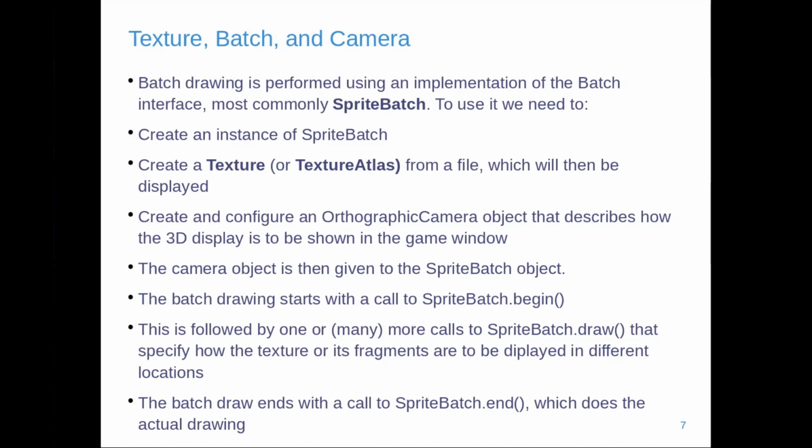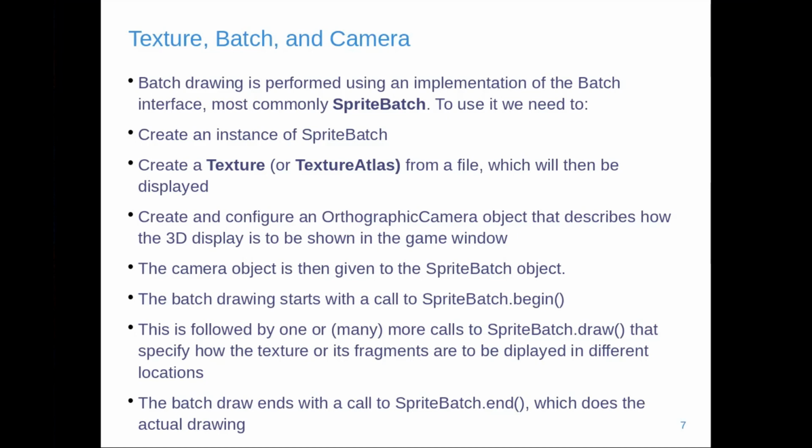LibGDX defines a special interface called Batch and several implementations of it. The most commonly used one is called SpriteBatch, that provides a way to draw images all over the world plane. So we need to create an instance of this SpriteBatch. That's our interface to the graphics hardware. Next, we need to create a texture. And a texture is basically an image.